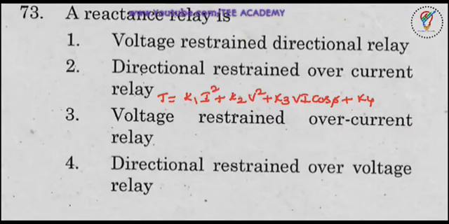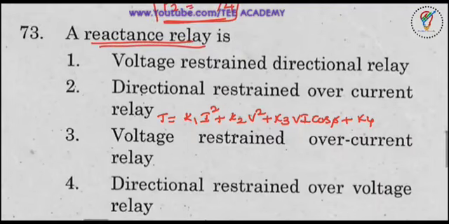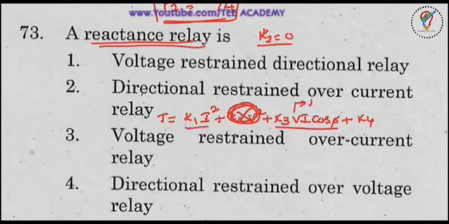Remember here for reactance relay, the constant K2 will be made equal to 0. So when the constant K2 is 0, the voltage term is 0 here. Now K3 VI cos phi, you know that it's a directional element, as you know it's going to provide a direction. And the remaining term is K1 I square, so it is a directional restraint over current relay. Remember here it's a directional restraint over current relay, and K4 is the spring constant.